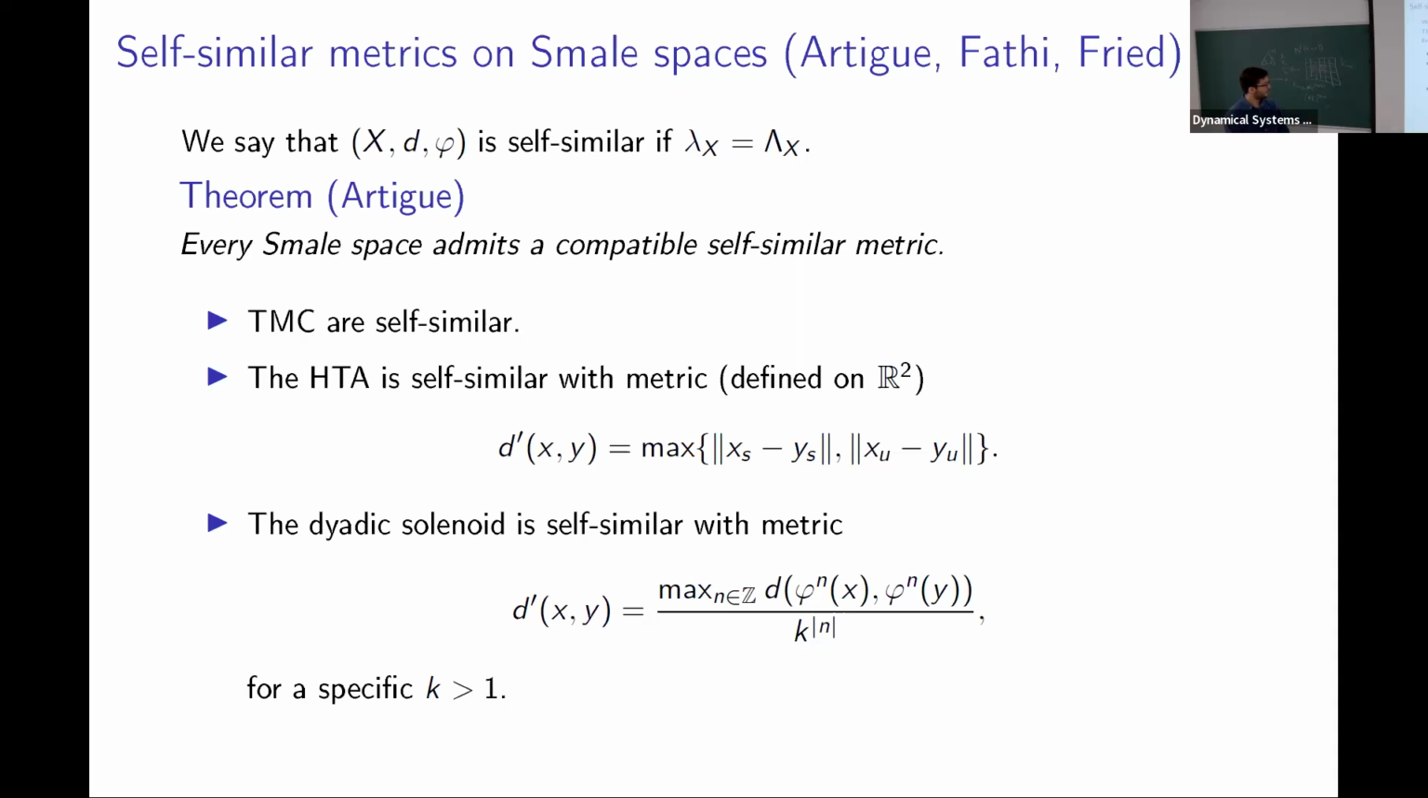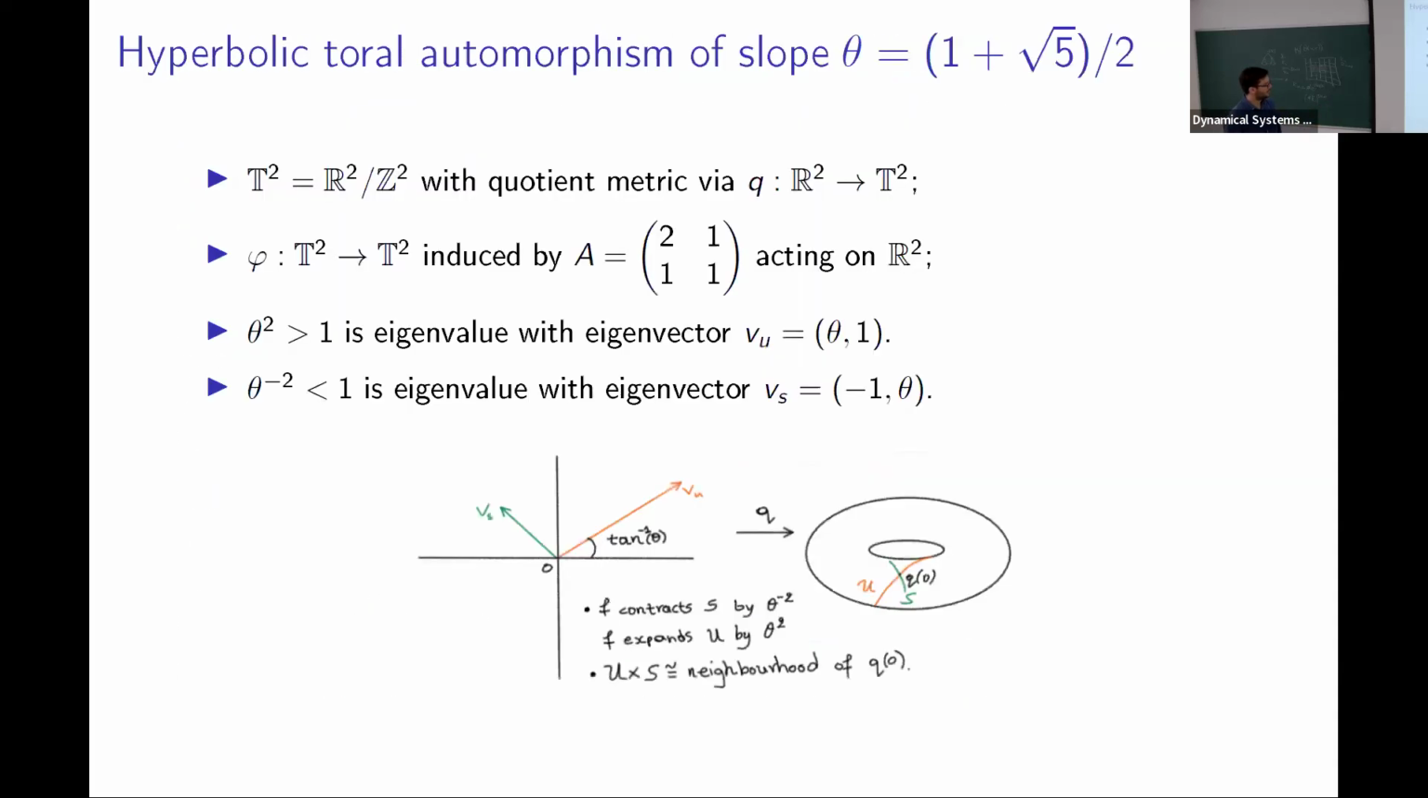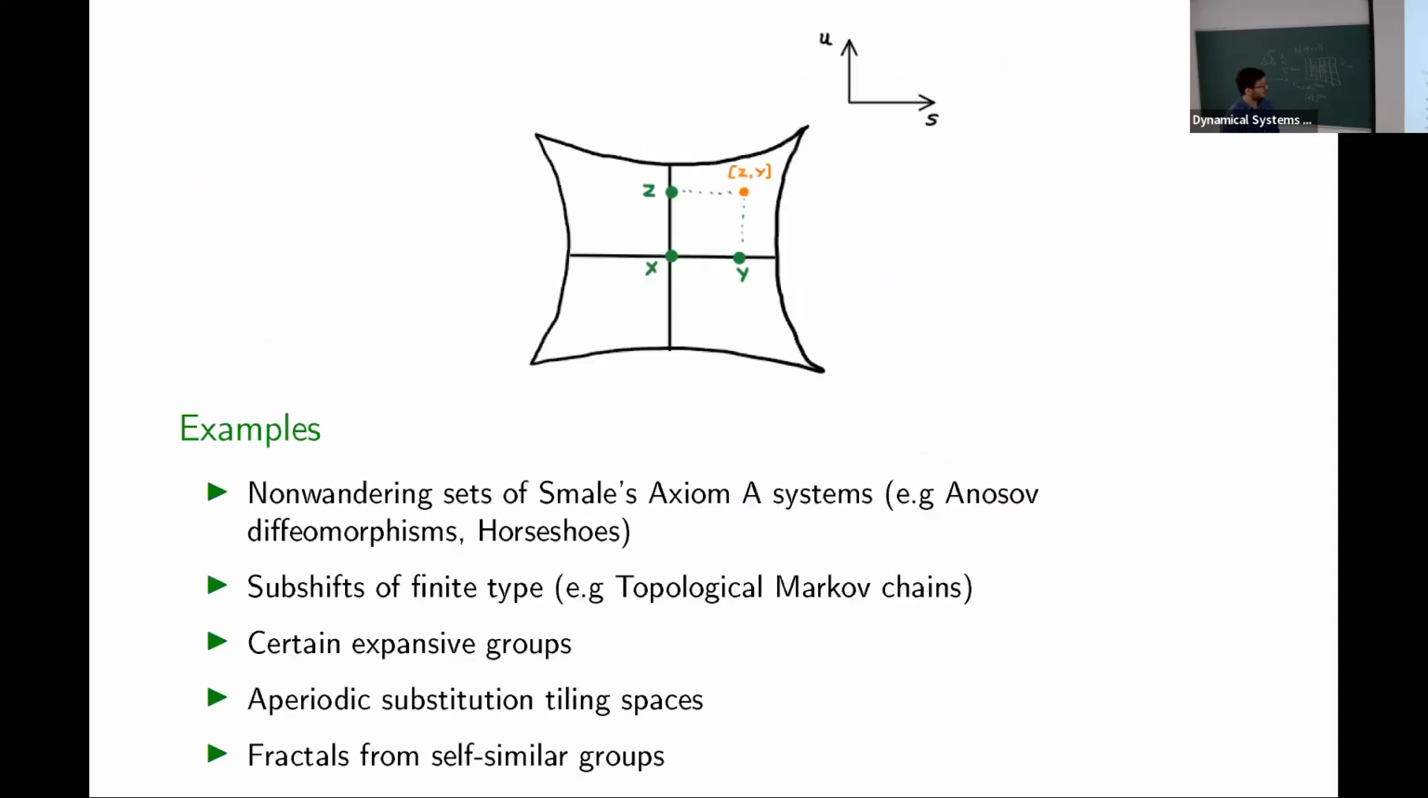For the hyperbolic toral automorphism, the self-similar metric is really the following. You take x and y on the torus, and you write x and y in terms of these stable and unstable vectors. So you change the coordinates, and then you write it as x stable and x unstable. So you take the product metric, kind of, with respect to this decomposition that we had here. And this will be a self-similar metric.